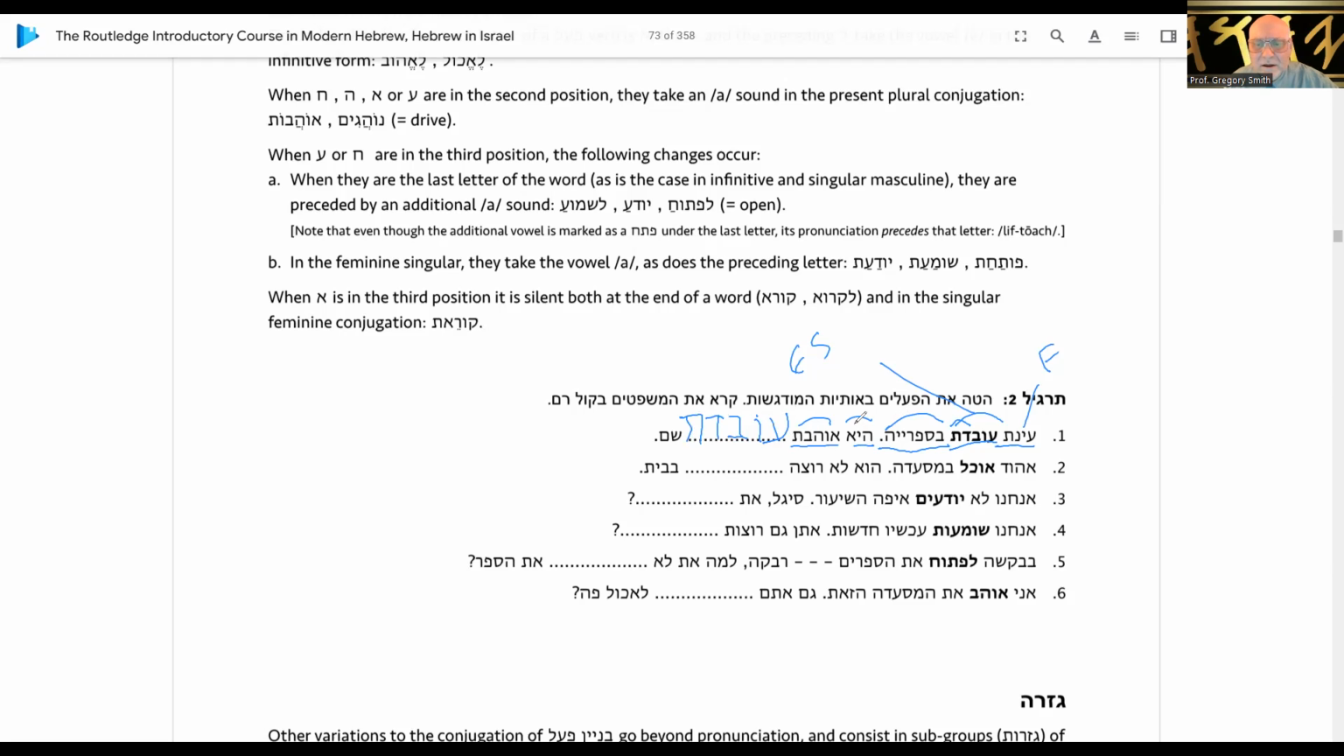Okay, "ohevet ovedet sham." Okay, she likes working there. And I think that's what they're looking for here. So what I'm going to do is open up the answer key and just see.